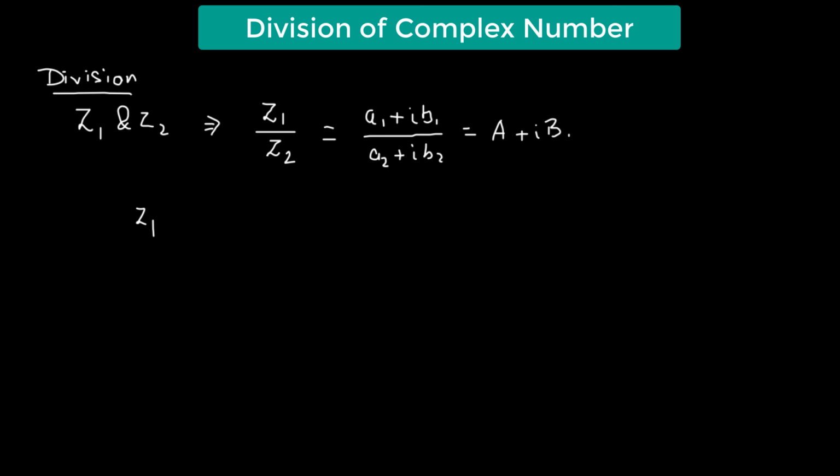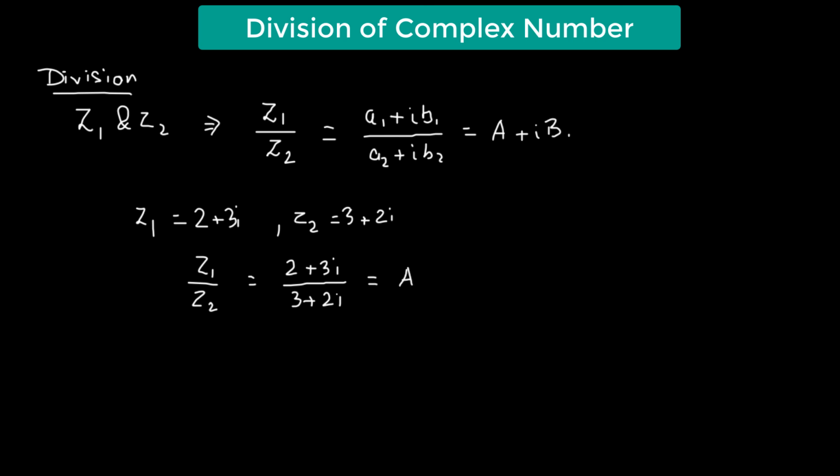Let's say our complex number z1 is equal to 2 plus 3i and z2 is equal to 3 plus 2i. Then z1 over z2 is equal to (2 plus 3i) divided by (3 plus 2i), and we'll have to do some more calculation here, and that will give us a standard complex number, which will be a plus ib. So we'll be doing some more numericals. Before that, we have to cover one topic known as the conjugate of a complex number that we'll cover in the next lecture.